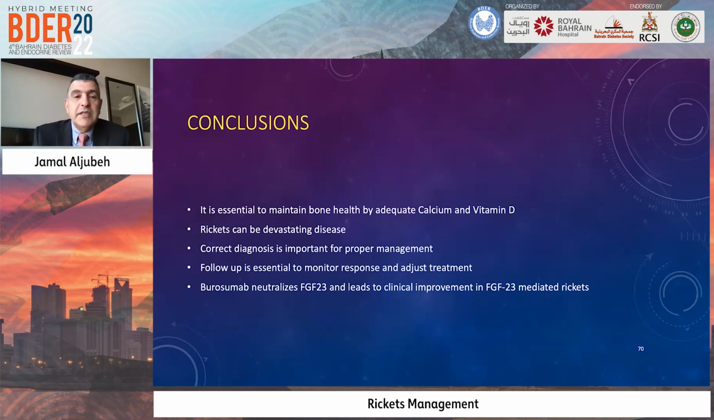So in conclusion, it is essential to maintain bone health by adequate calcium and vitamin D. Rickets can be a devastating disease in some of the severe cases. Correct diagnosis is important for proper management. Follow-up is essential to monitor response and adjust treatment. Burosumab as a new therapy neutralizes FGF23 and leads to clinical improvement in FGF23-mediated rickets.